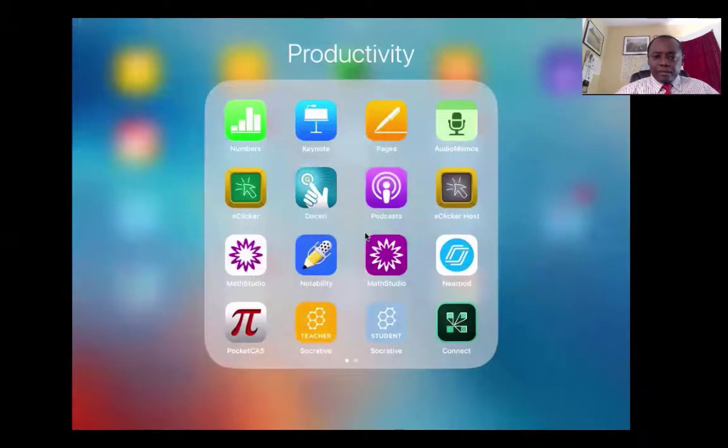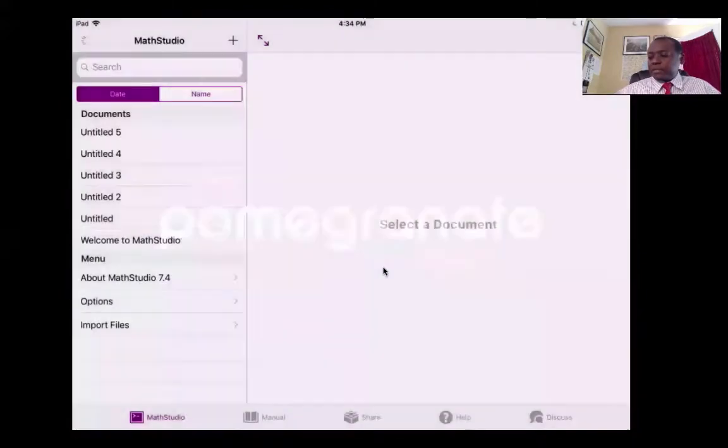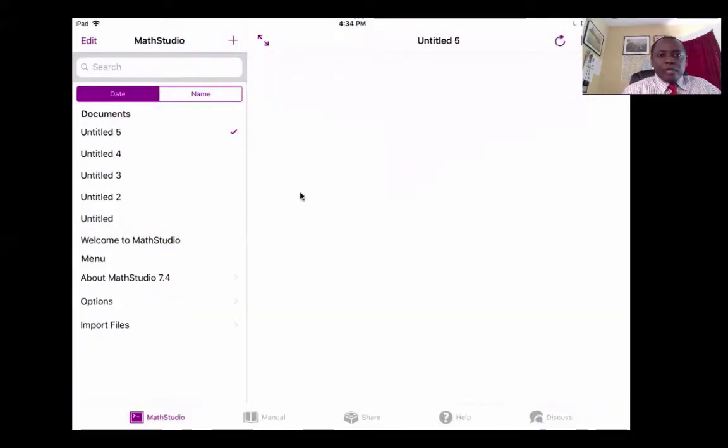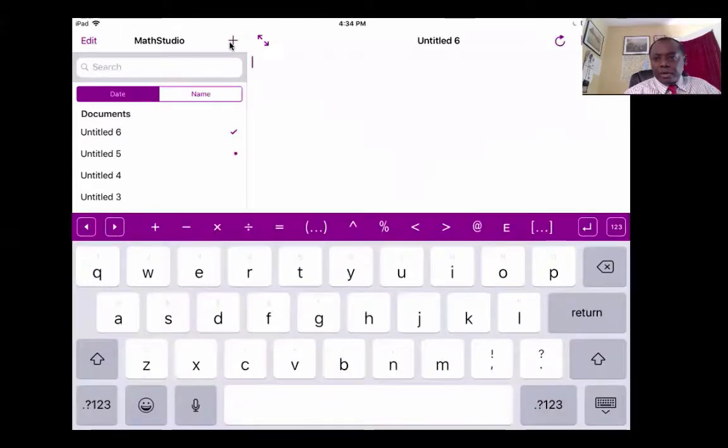Right here, this is my MathStudio app. I select my MathStudio app, and to open a new editing screen, just click on plus. That opens a new editing screen. I want to put in my x first, so I select x, and here is your equals. Then you select your bracket right here. That is how we enter a list in MathStudio. We do not use parentheses or anything else; we have to use the square brackets.